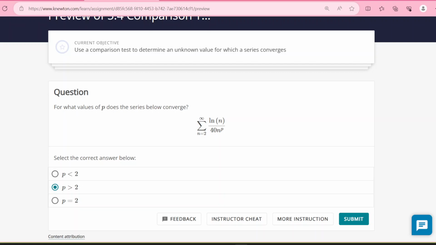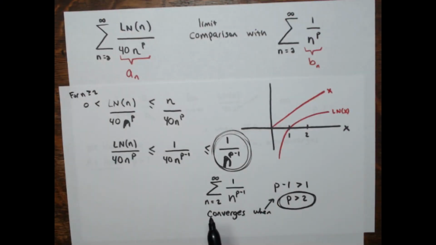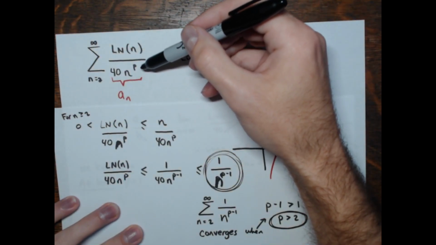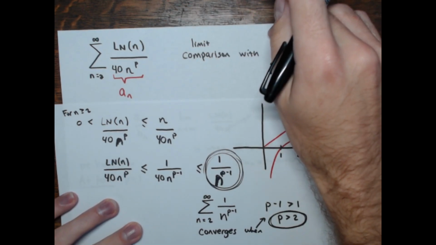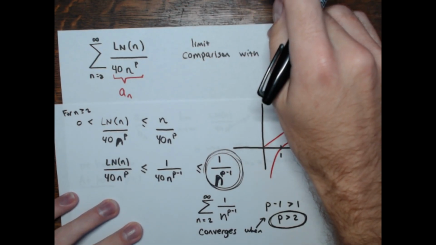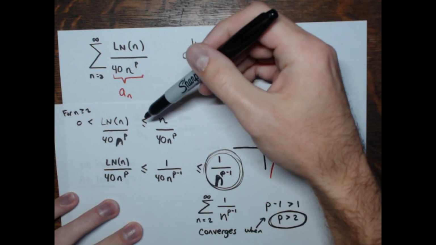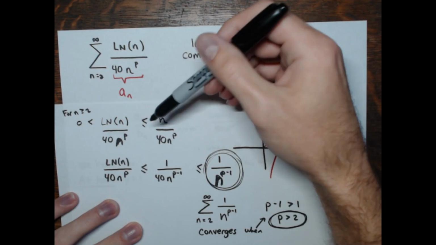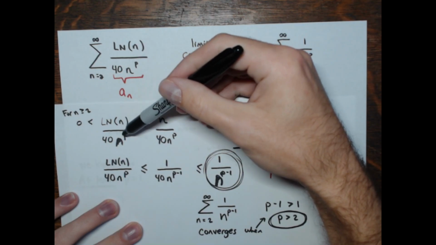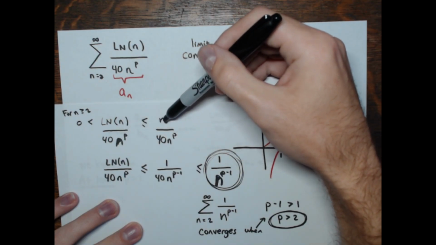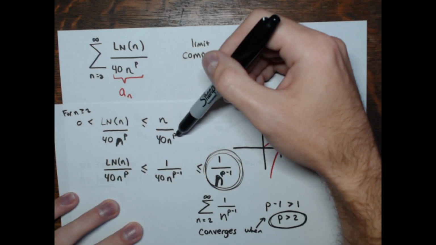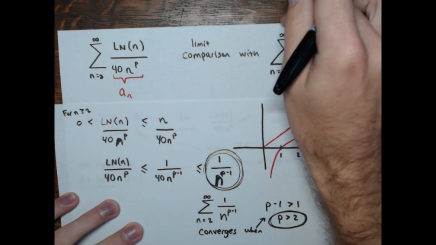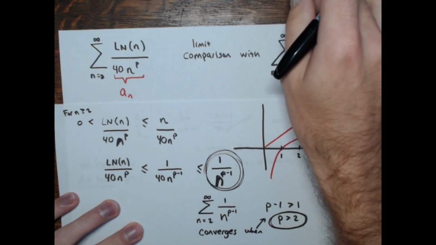Let's go back. If p were equal to 2, you'd have natural log of n over 40n squared. Natural log of n over 40n squared would be less than or equal to n over 40n squared, which is 1 over 40n. Again, being less than some divergent series doesn't say anything.